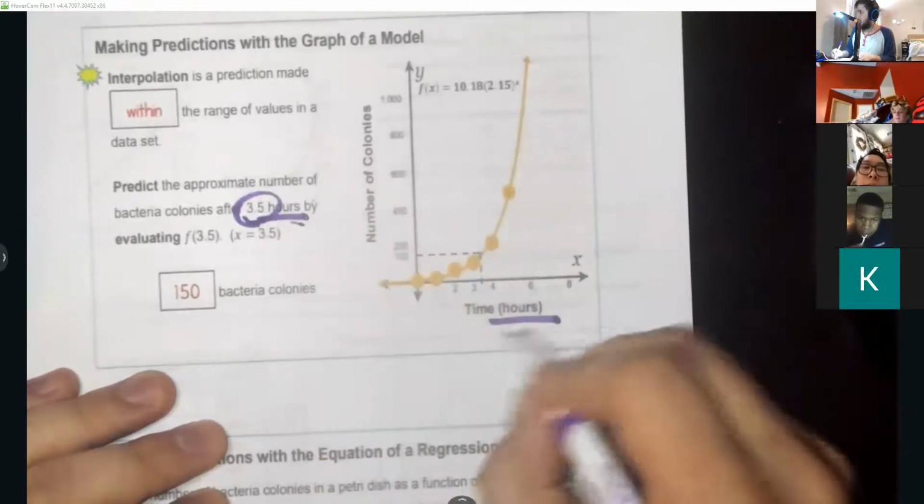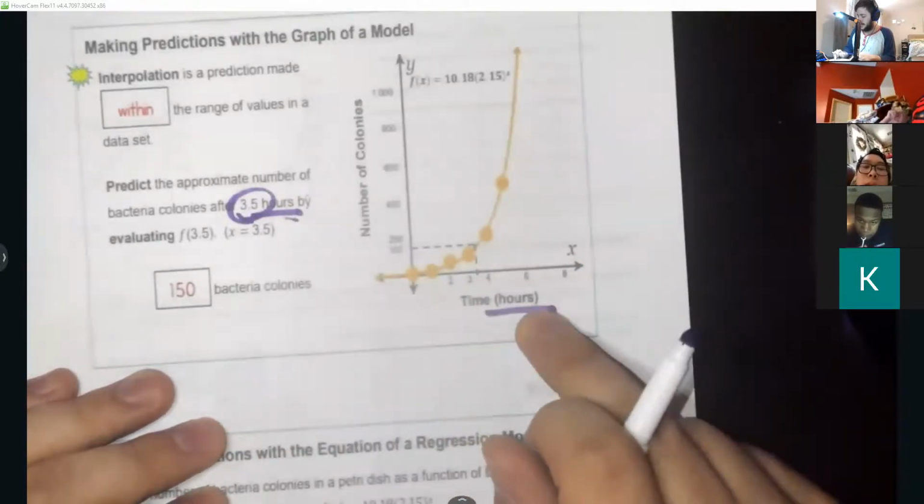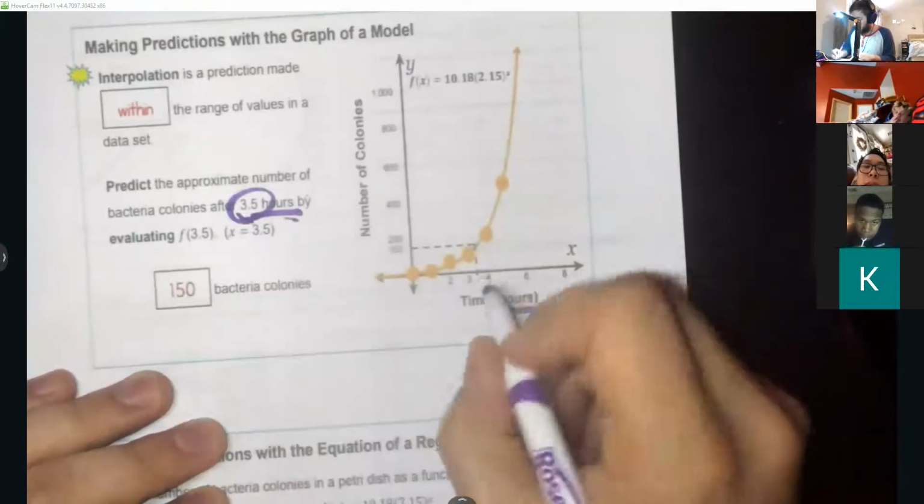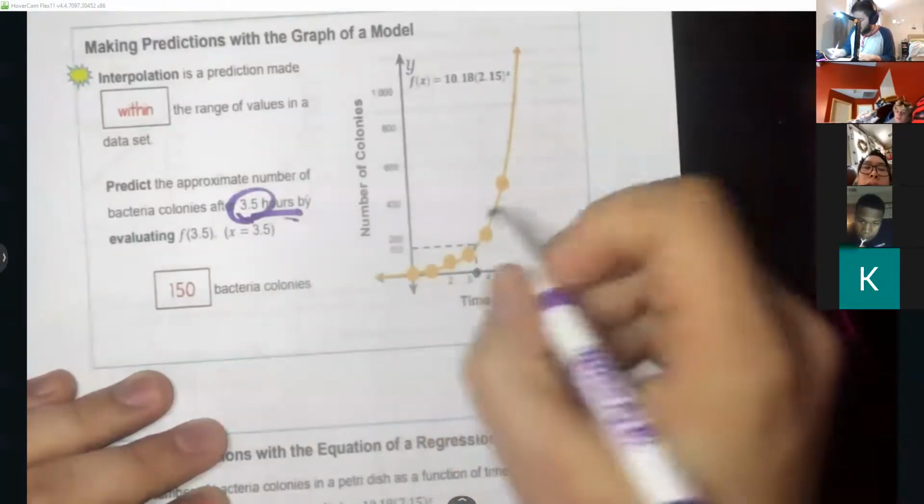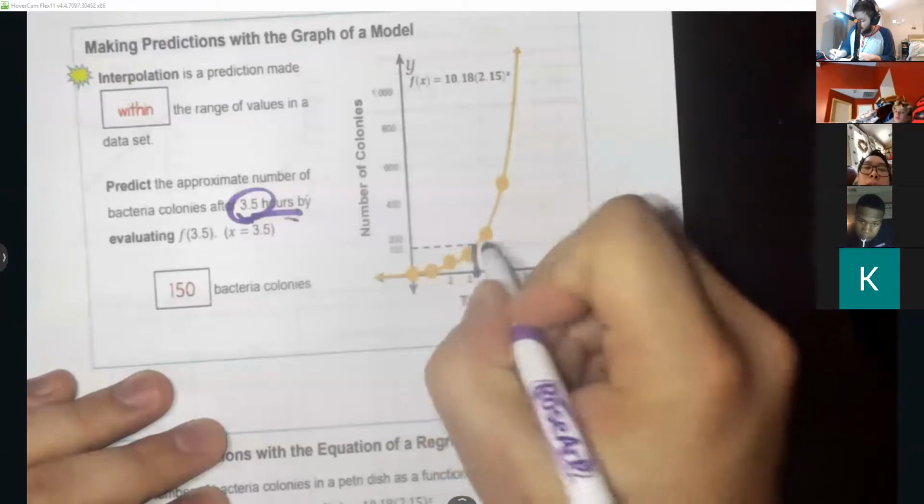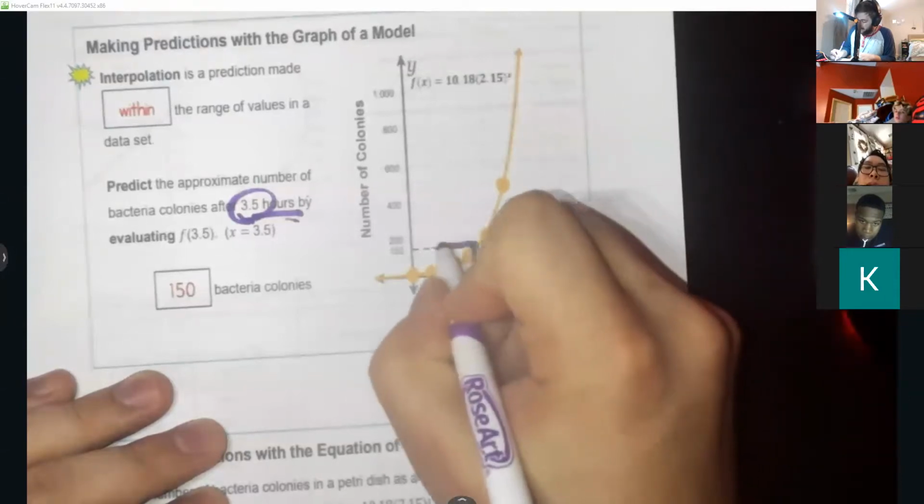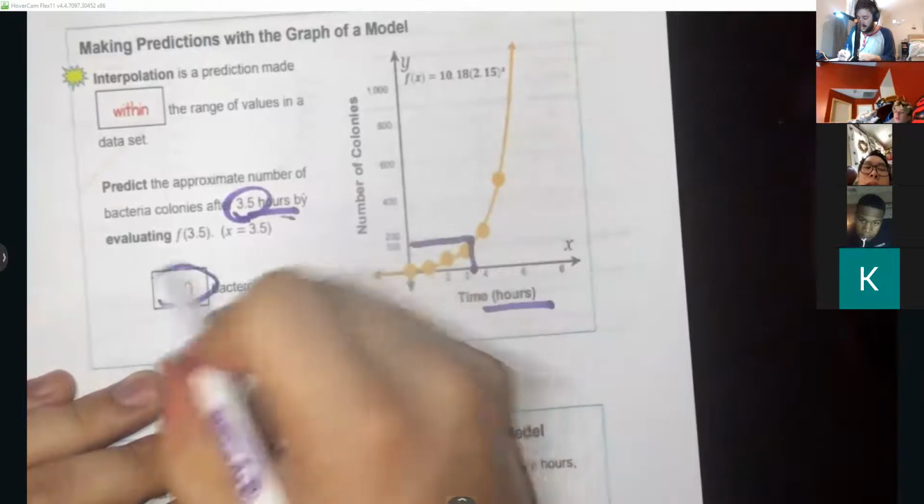Well, hours is down here on the X, so we need to be able to look in the right place. So 3.5 for X would be in between 3 and 4, which was right here. And then they went, okay, where does the graph touch? Okay, right there. What's that Y value that went with it? They estimated 150, so that's how they got the 150. Okay, that was the Y right there.